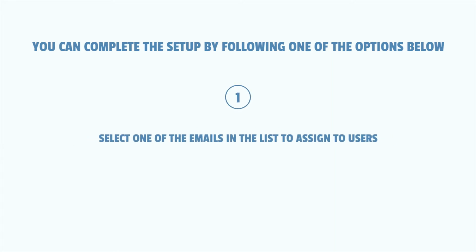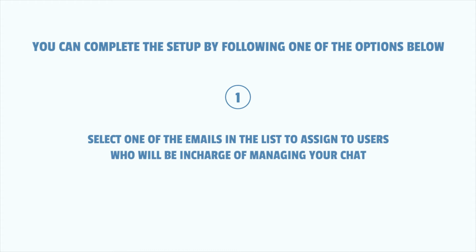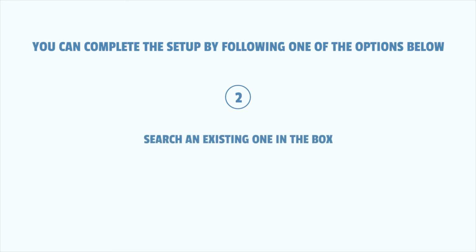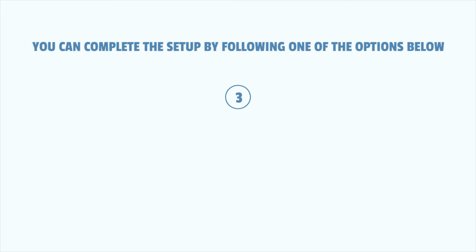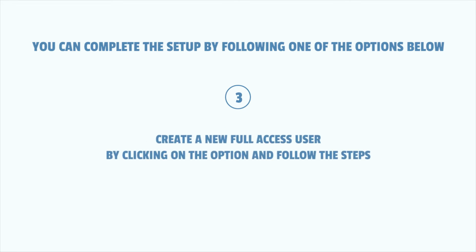Number 1. Select one of the emails in the list to assign to users who will be in charge of managing your chat. If your preferred user is not shown, then go to Option 2. Number 2. Search for an existing one in the box. Note, the email must be a full access user. To add a new full access user, move to Option 3. Number 3. Create a new full access user by clicking on the option and following the steps to add the user.